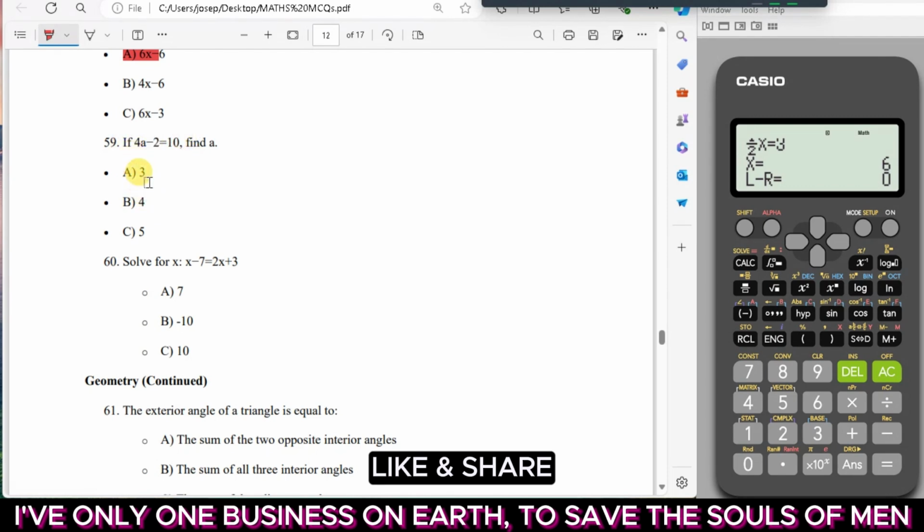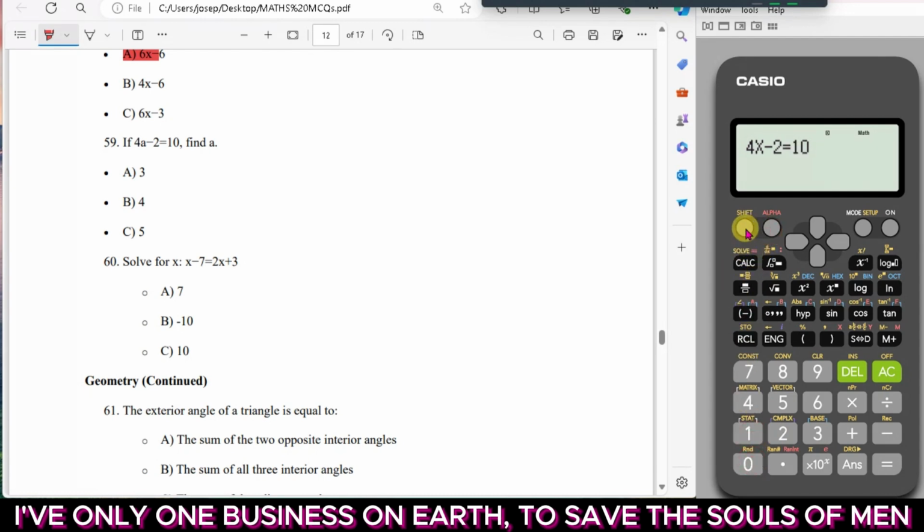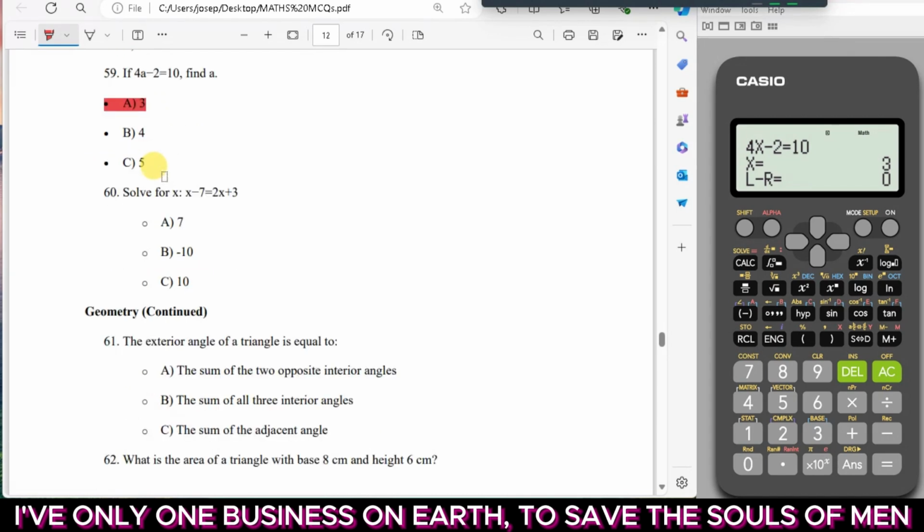So you have 4a. So we are using x for the a. 4a minus 2 is equal to 10. Then you solve. So the correct answer here is 3. Alright, the correct answer is 3, A.